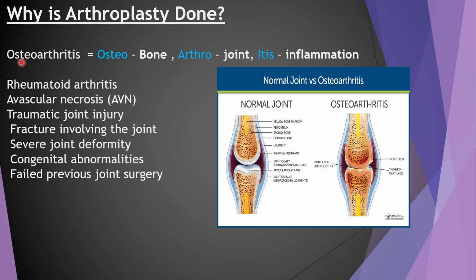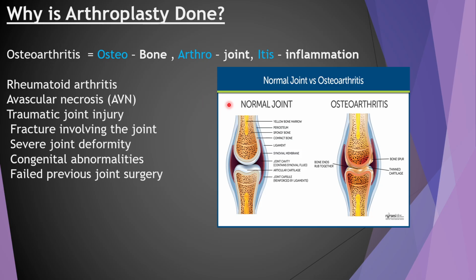So first is osteoarthritis. What is osteoarthritis? We can divide it into three parts: osteo, which means bone, arthro means joint, and itis means inflammation. So, the inflammation of the joint and bone. Or we can say that it is a degenerative joint disease in which the articular cartilage gradually wears away.